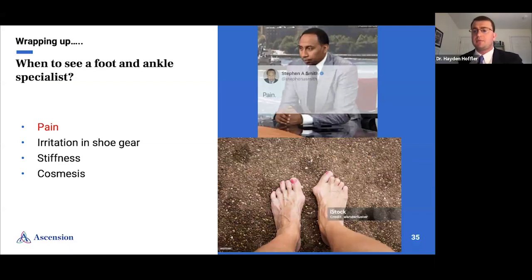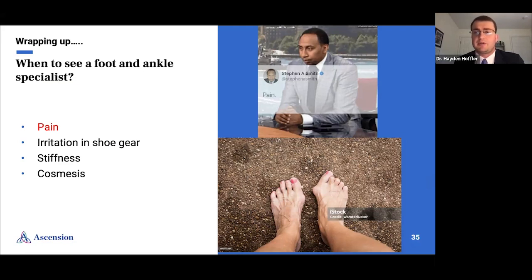So just kind of wrapping up both topics, and then we'll get into further questions on either or one. When to actually see a foot and ankle specialist. As Stephen A. Smith would say on the top right, the biggest thing is pain. Anytime there's pain, I think it warrants seeing a physician.